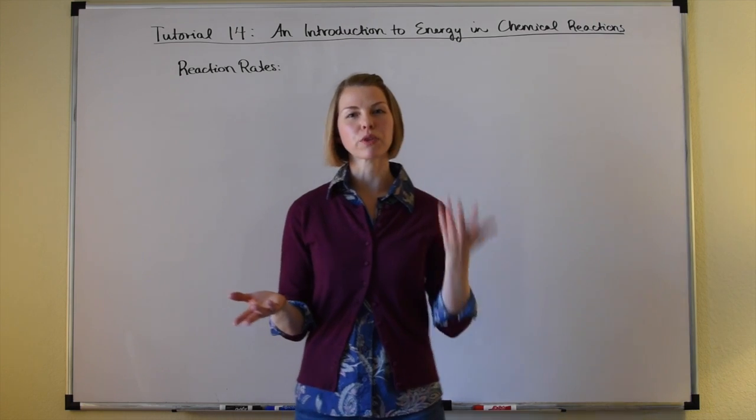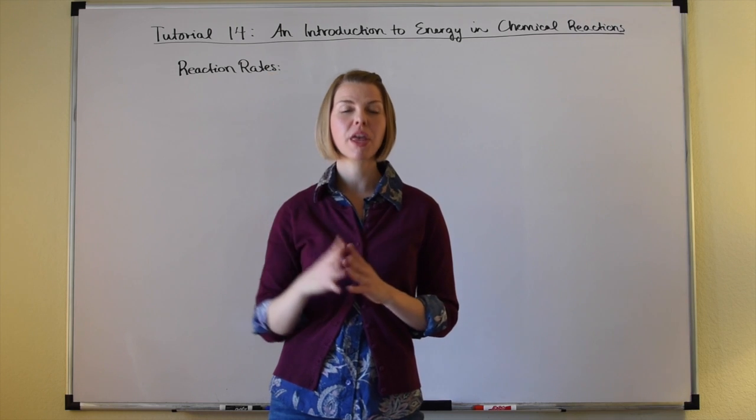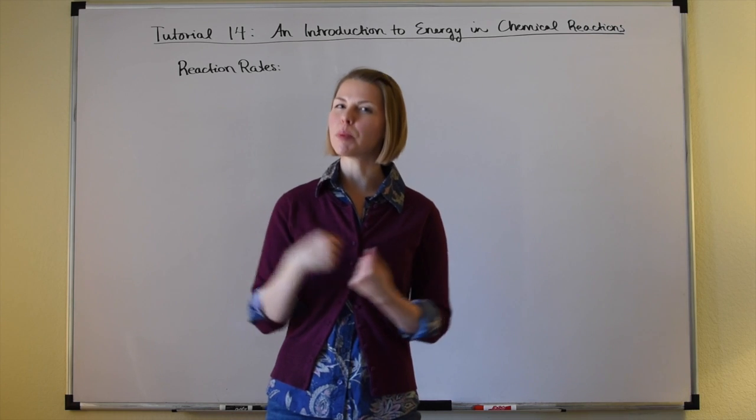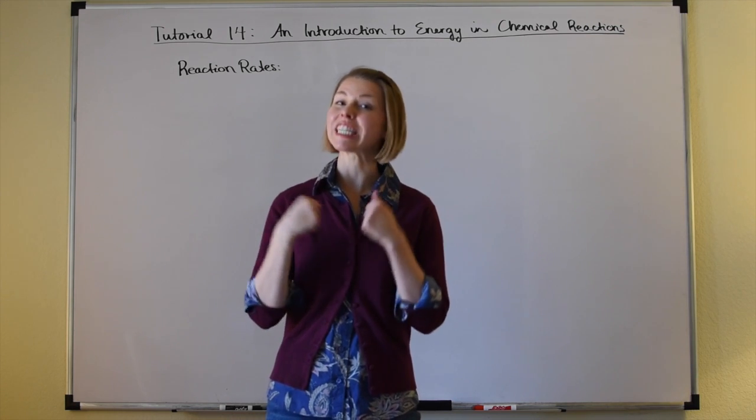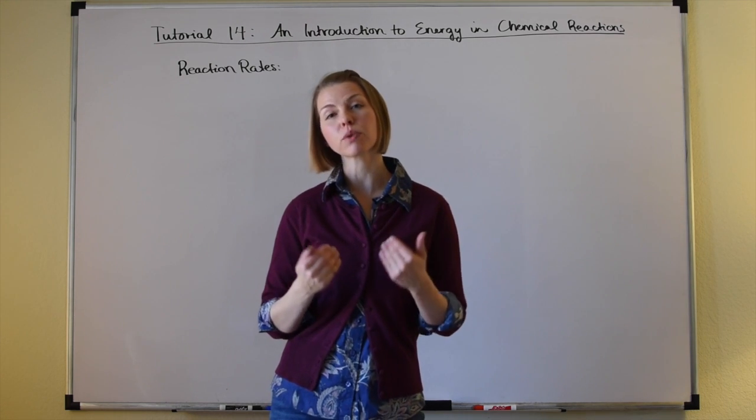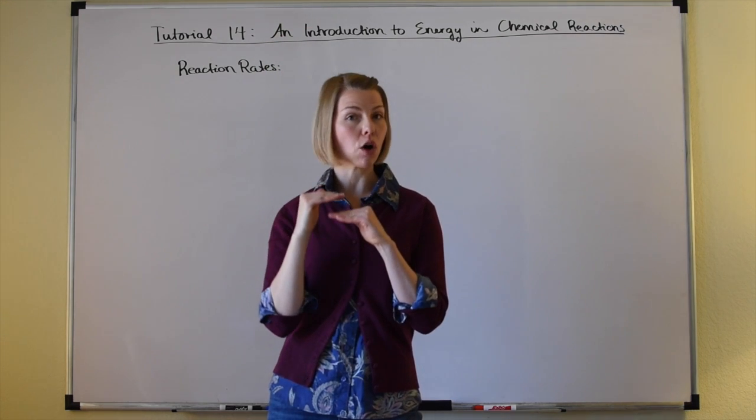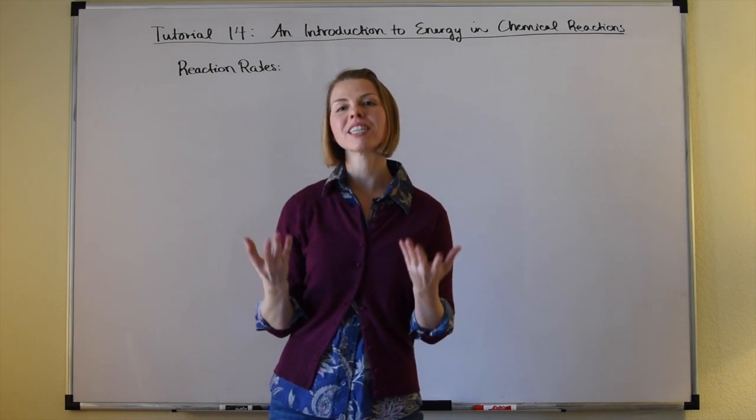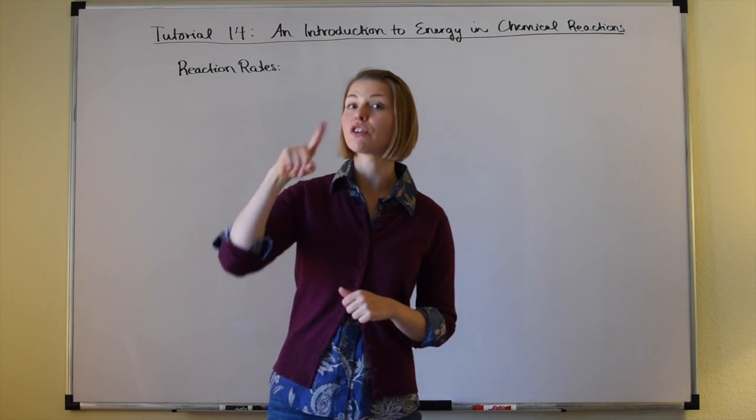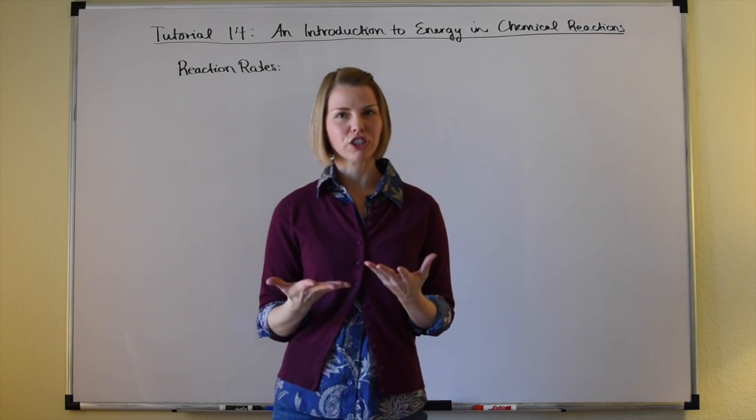The rate of a chemical reaction is dependent upon the activation energy barrier. The greater the activation energy barrier, the fewer collisions that will possess the minimum amount of kinetic energy necessary to get over that activation energy barrier, and therefore the rate of the reaction will be slower. If that activation energy barrier is lower, then more collisions will possess the minimum amount of kinetic energy necessary to get over that activation energy barrier, and that reaction will be faster.